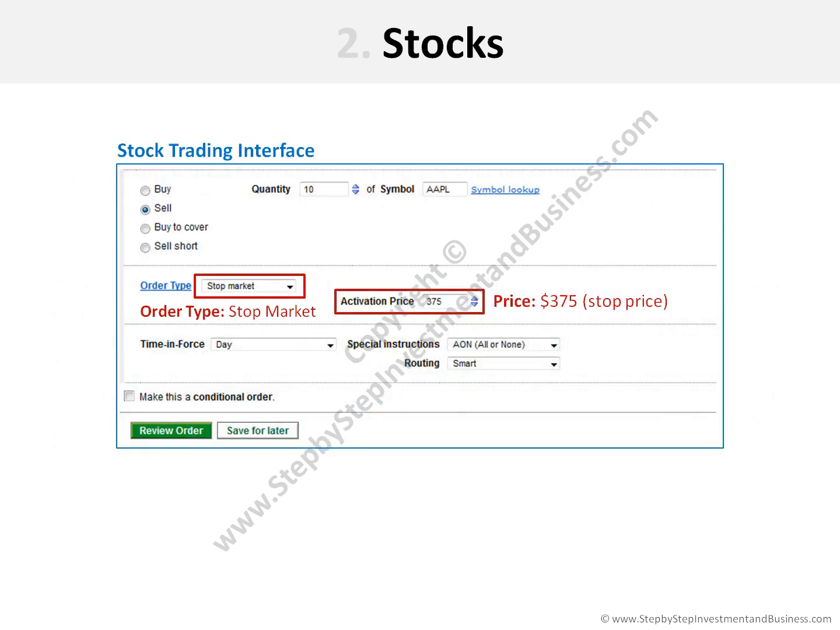In this image, we can see an example of how to enter a stop market order. Here we are indicating to sell 10 shares of Apple using a stop market order with an activation price of $375. So what we are indicating is that we want to sell the 10 shares of Apple at the current market price once the stock has reached the stop price of $375.